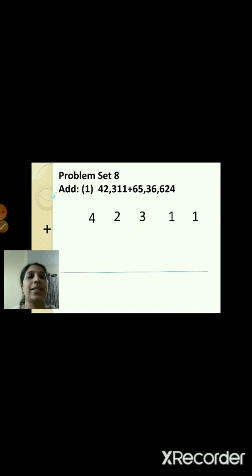So now let's arrange the second set, 65,36,624. So 4 in the units place, 2 in the tens place, 6 in the hundreds place, 6 in the thousands place, 3 in the 10,000s place, 5 in the lakhs place, and 6 in the 10 lakhs place.